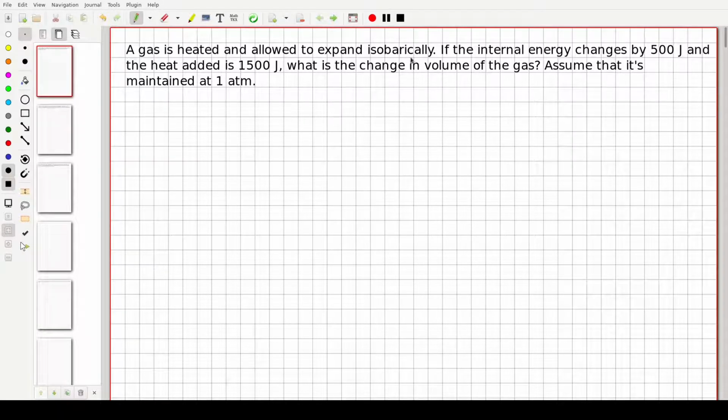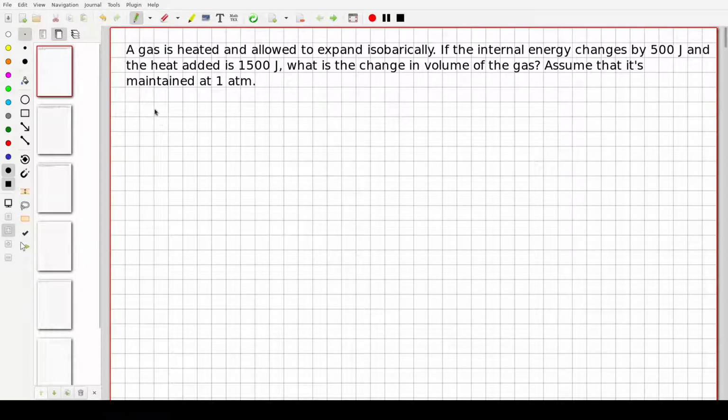In this one right here, this is isobaric expansion. So we have a gas that's heated and it's allowed to expand isobarically. Now remember: isovolumetric, isobaric, isothermal, adiabatic. Isobaric means constant pressure. If the internal energy changes by 500 joules and the heat added is 1500 joules, what is the change in the volume of the gas? We're going to assume that the gas is maintained at 1 atmosphere of pressure.